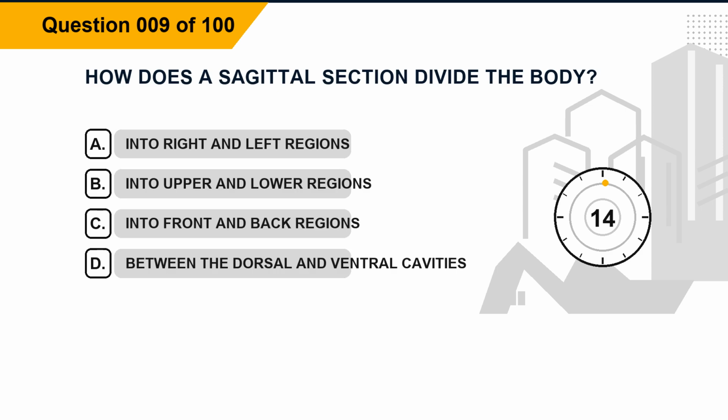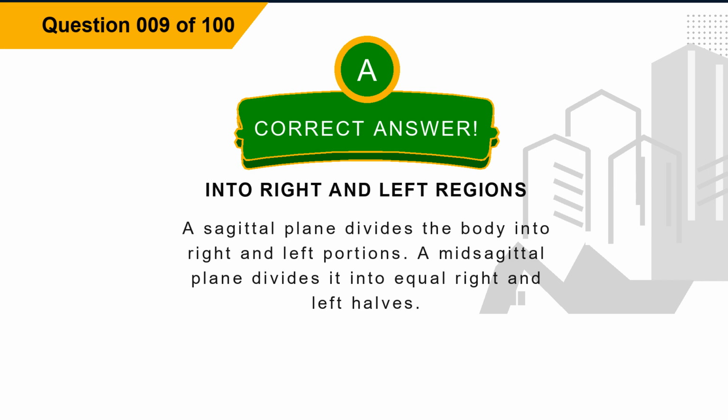Question 9. How does a sagittal section divide the body? Option A, into right and left regions. Option B, into upper and lower regions. Option C, into front and back regions. Option D, between the dorsal and ventral cavities. The correct answer is option A, into right and left regions. Explanation. A sagittal plane divides the body into right and left portions. A mid-sagittal plane divides it into equal right and left halves.